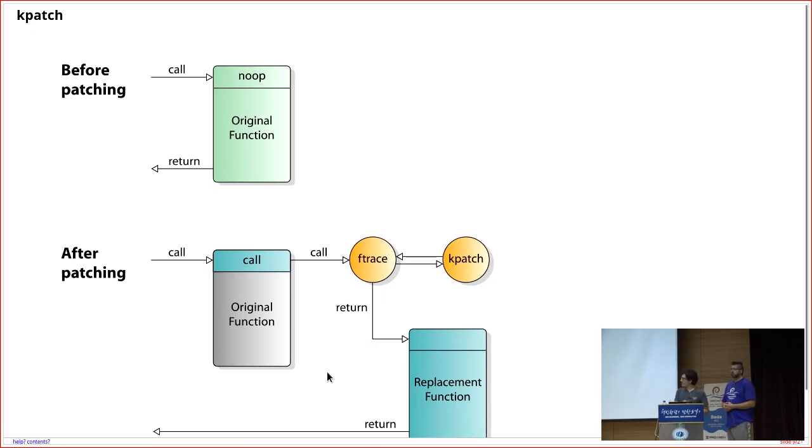So this summarizes what I just said. Before patching, the function performs its normal operation, and after patching, the ftrace facilities redirect the function to the replacement function. So it seems simple, but we will see.